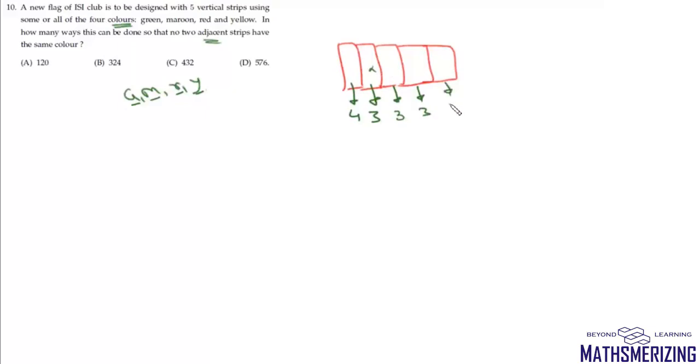Same for third, it will be 3, and then again it will be 3. So total number of ways in which we can design this flag will be 4 into 3 to the power 4. So it will be 81 into 4. So that should be 324, and that's your option number B.